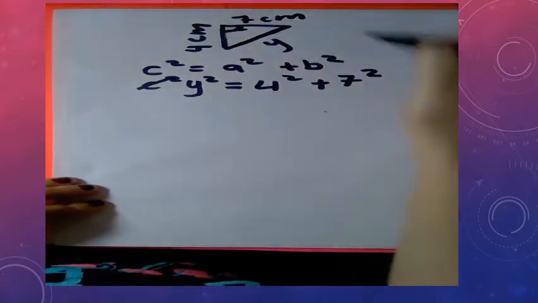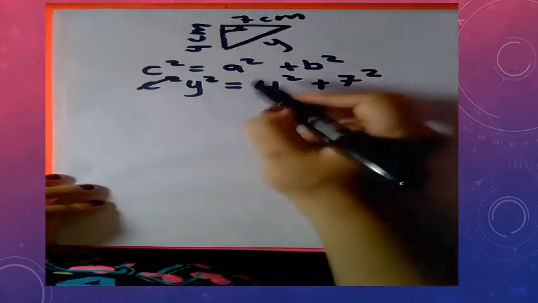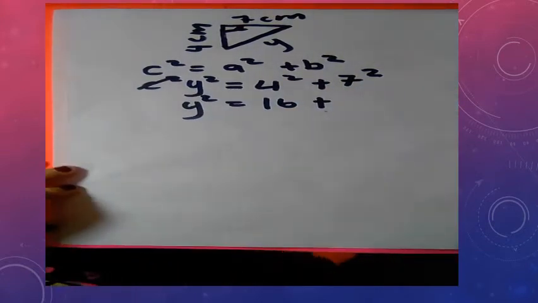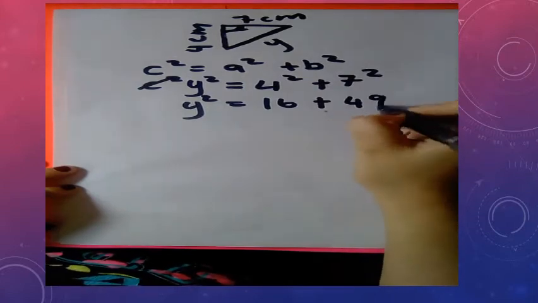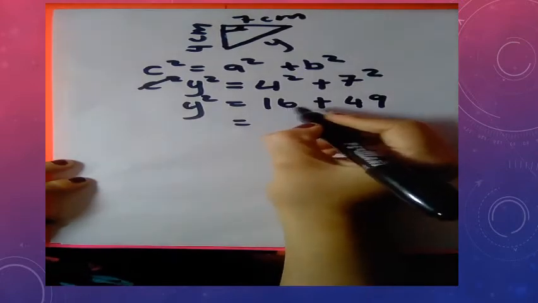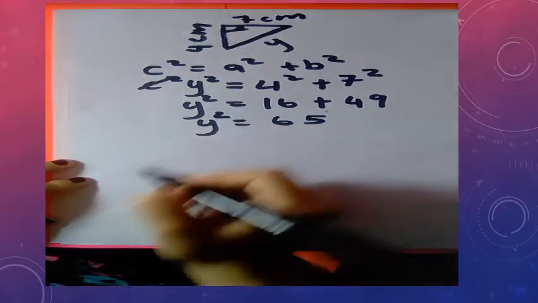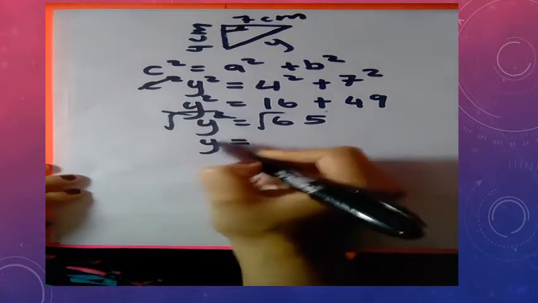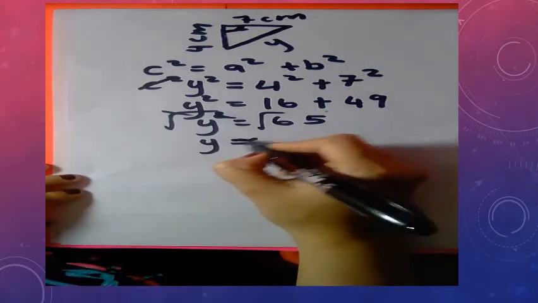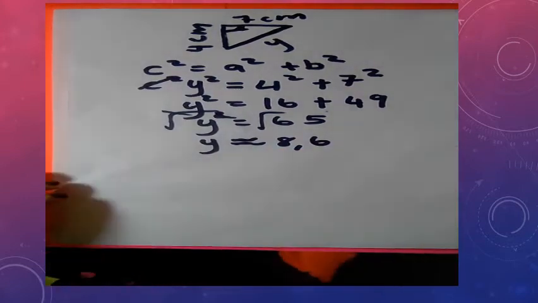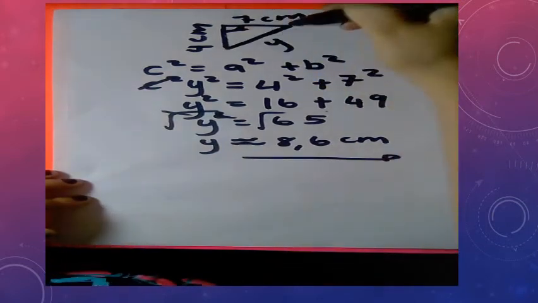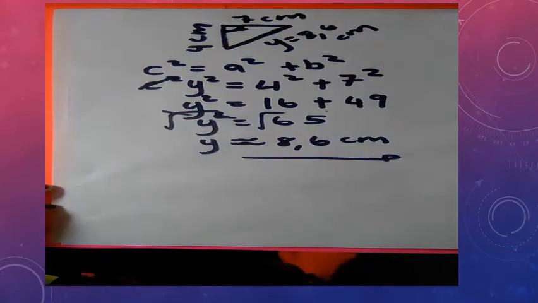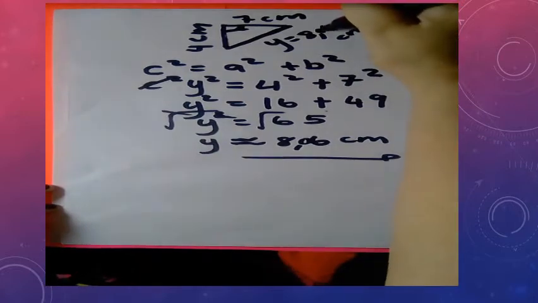It doesn't matter which one you substitute into A or B. The result should be the same. So y squared equals 4 squared, which is 16, and 7 squared equals 49. The sum of 16 and 49 is 65. And we've got y squared on the left hand side, so we need to take the square root of both sides in order to isolate y. The square root of 65 is approximately 8.06. That means that the hypotenuse here is approximately 8.06 centimeters long.